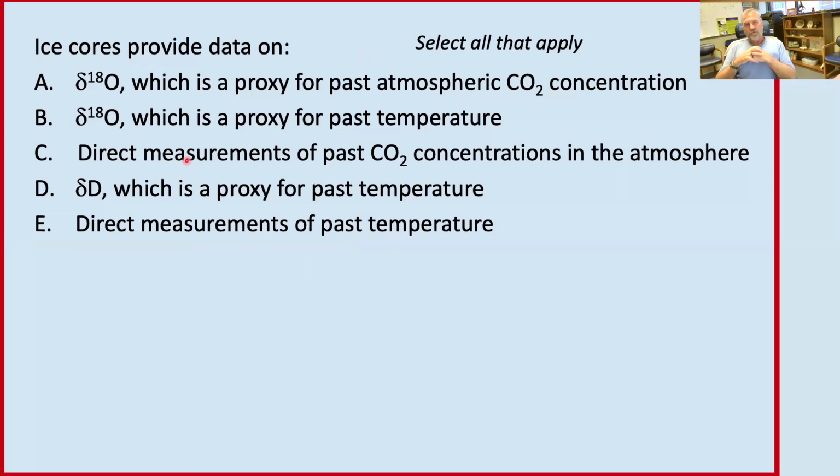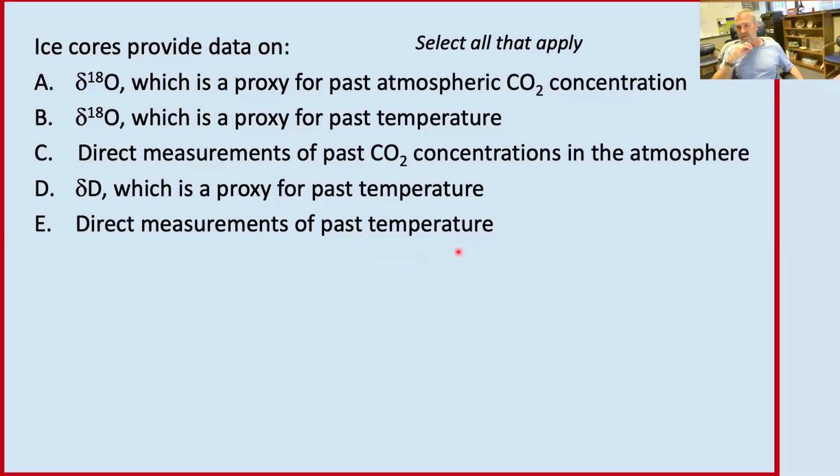So ice cores provide data on, and you can select all of these that apply here: the difference between the measured versus the standard of oxygen 18, which is a proxy for past atmospheric concentration of atmospheric CO2 concentration; that same thing, which is a proxy for past temperature; direct measurements of past CO2 concentrations in the atmosphere; the difference between measured and the standard for deuterium, which is a proxy for past temperature; or direct measures of past temperature. Okay. So we know it isn't E, right?